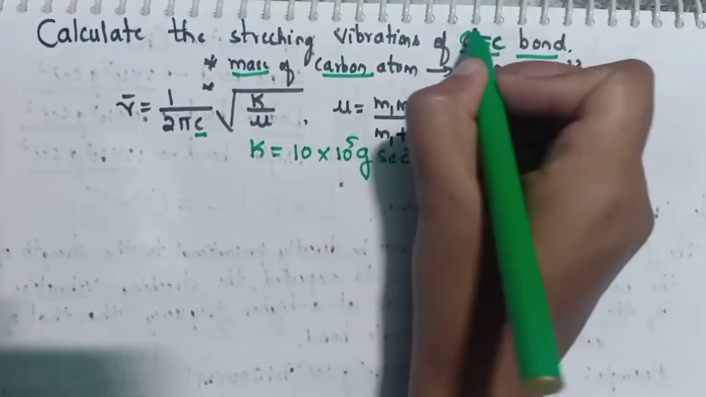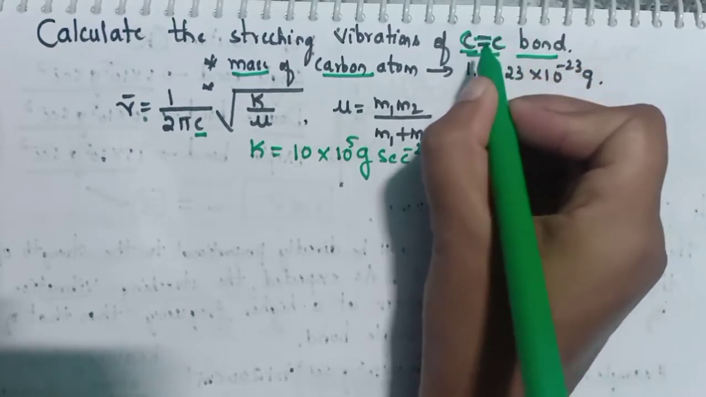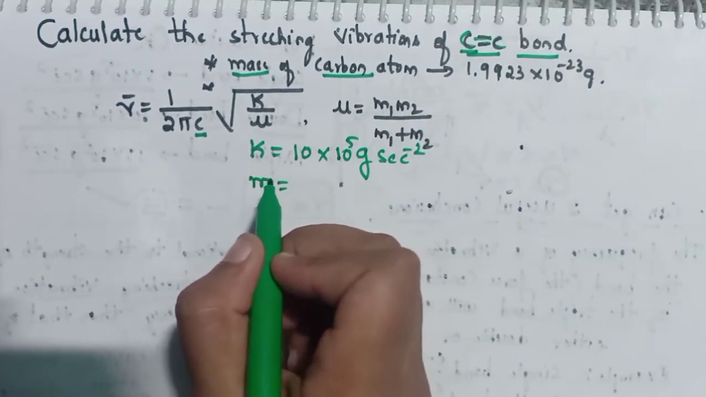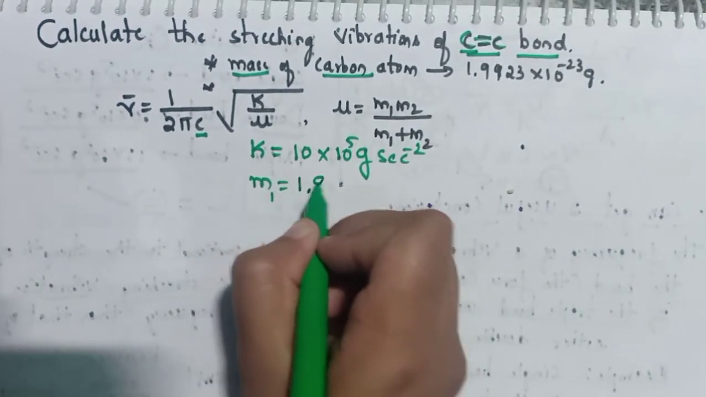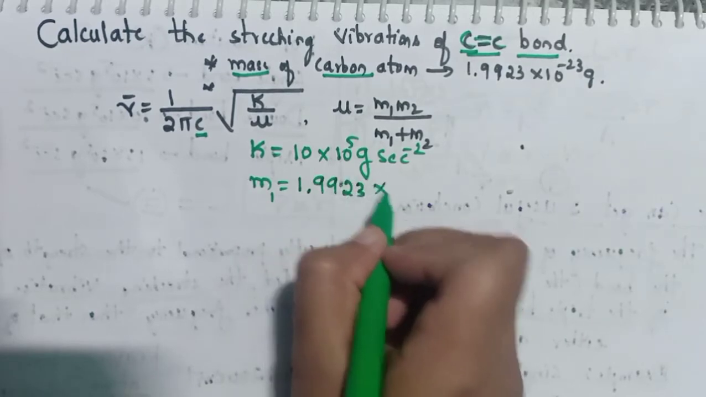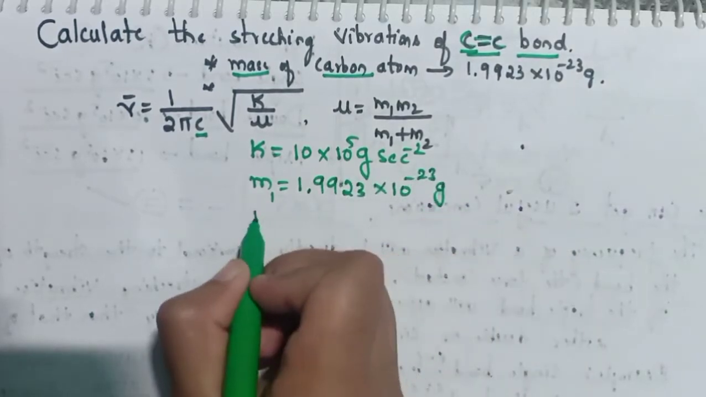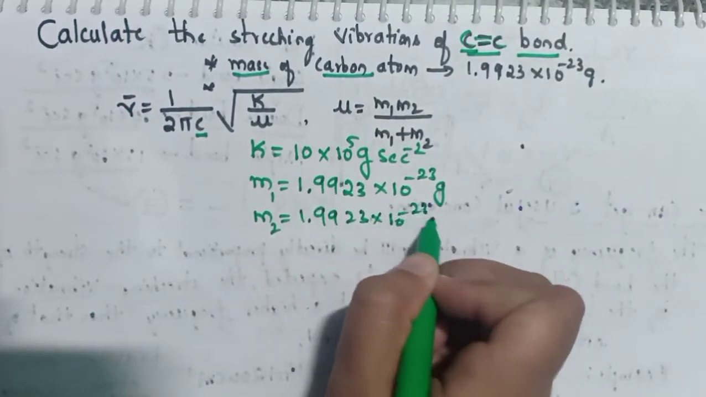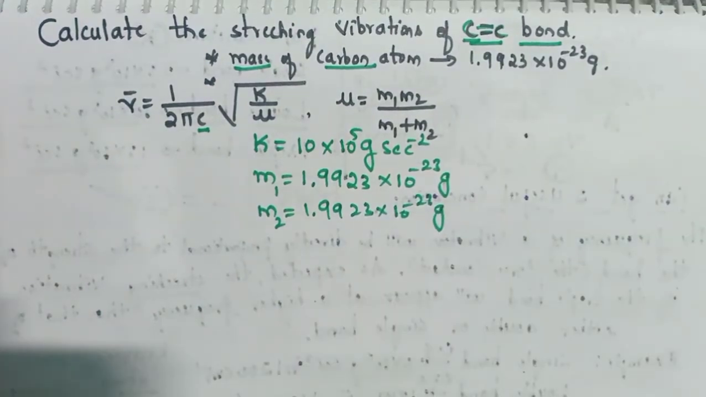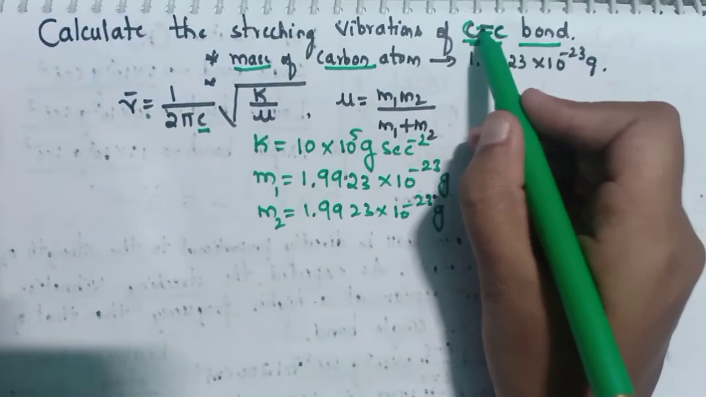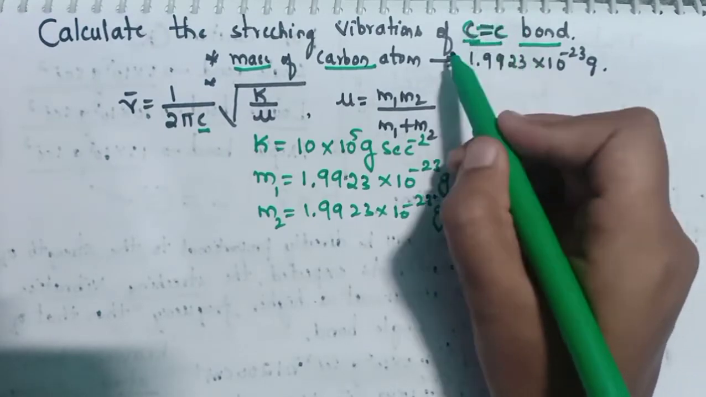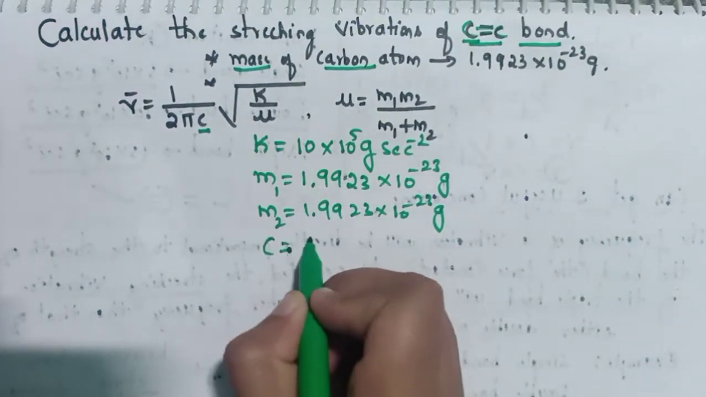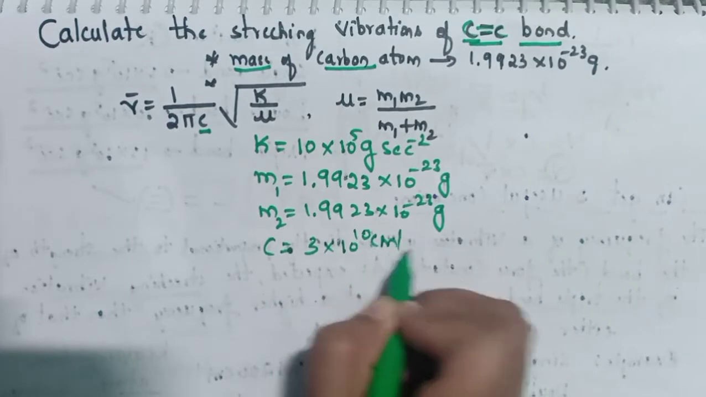Here M1 is carbon and M2 is also carbon, that is C=C. M1 is carbon, so it has the value 1.9923 × 10⁻²³ grams. M2 is also the same, 1.9923 × 10⁻²³ grams. Here M1 and M2 are both the same, but if C=O is present, then C will become M1 and O will become M2. And the speed of light is 3 × 10¹⁰ centimeters per second.